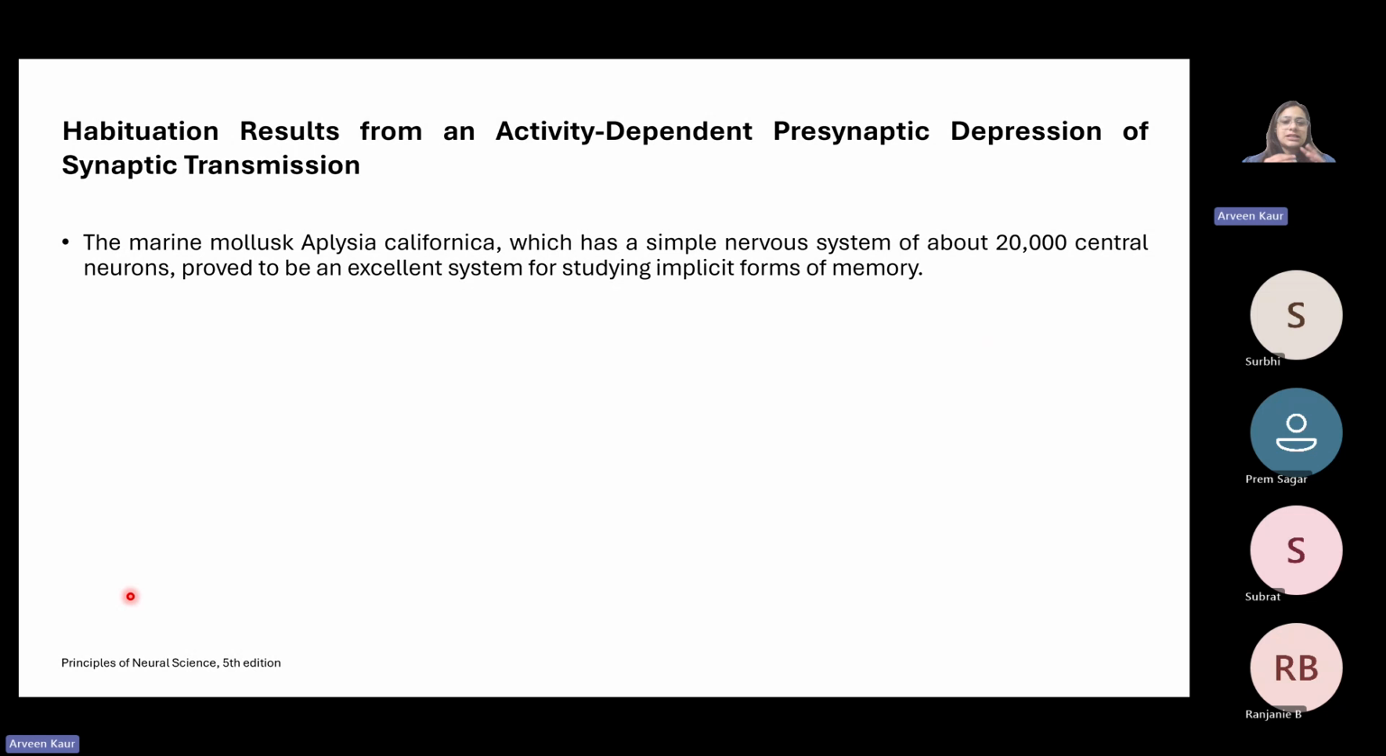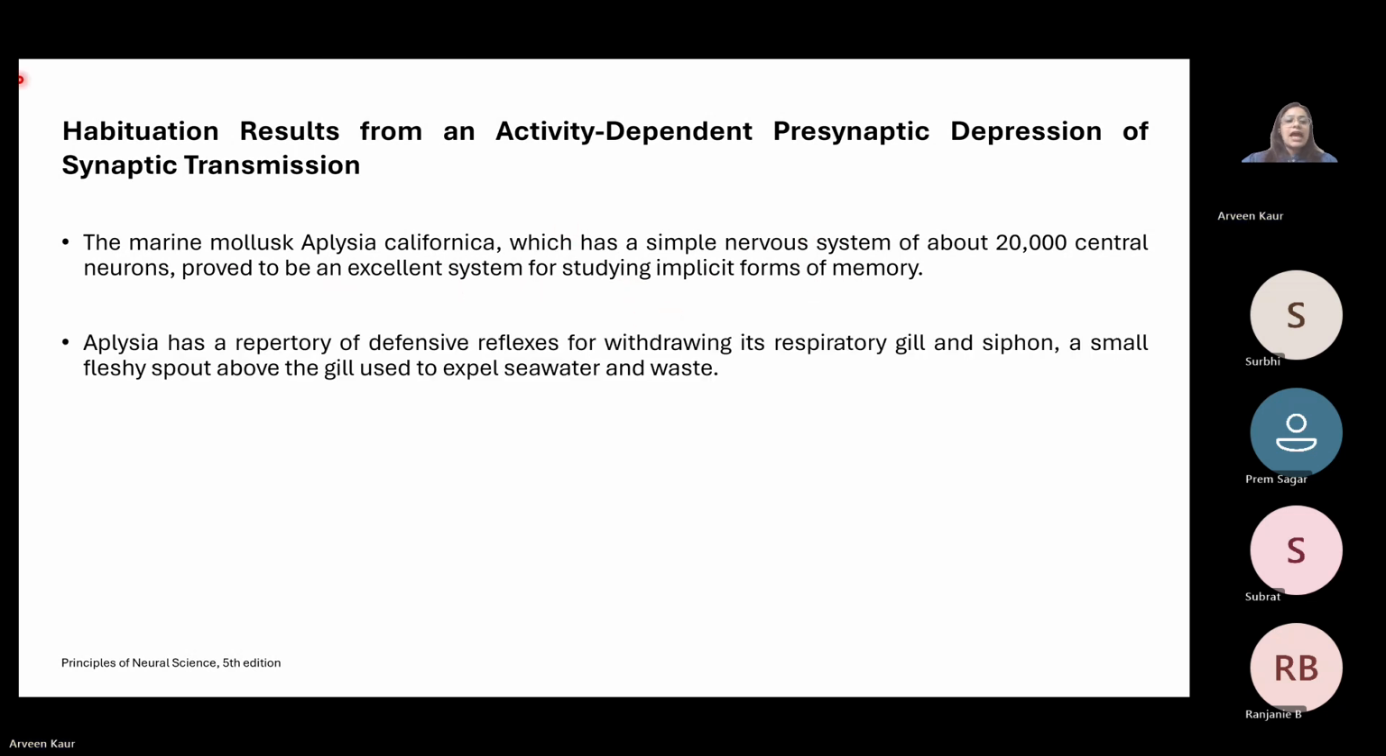So they wanted to study it in a less complex system, which is where Aplysia, which is a marine mollusk, came into the picture, right? So Aplysia californica has a simple nervous system of about 20,000 CNS neurons, which proved to be an excellent system for studying implicit forms of memory.